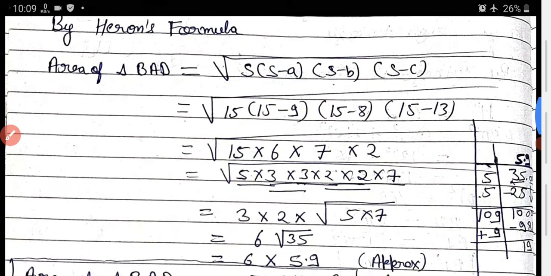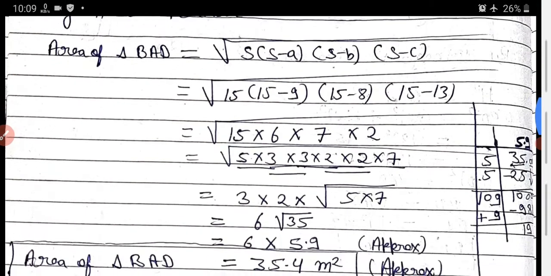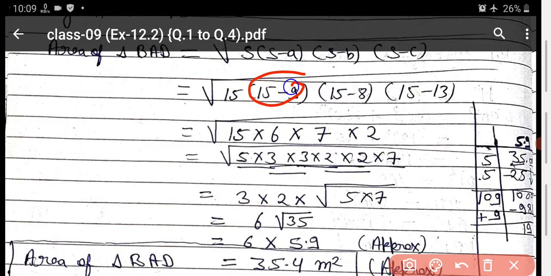In this formula you have to put the value of S and A, B, C. When you put them in, you will get 15 as it is. Now 15 minus 9 becomes 6, 15 minus 8 is 7, 15 minus 13 is 2. Now just make factors.